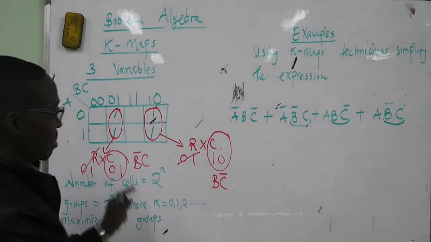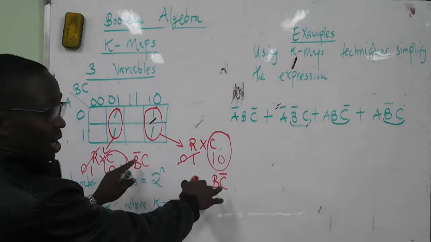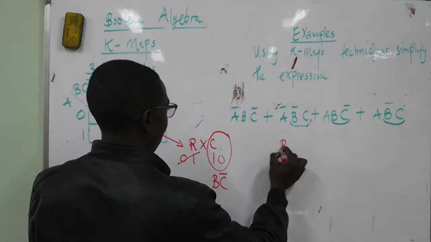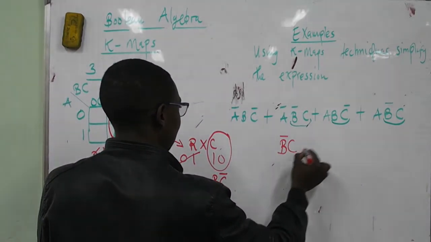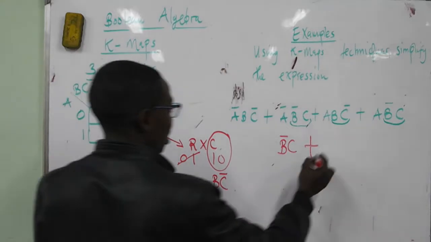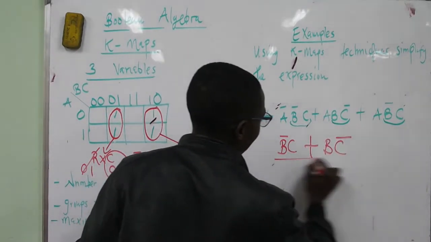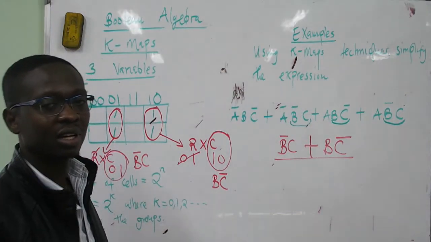Therefore, you simplify by adding the nomenclature of the groups. So this one simplified will give us B, which is barred, and the C, plus B, which is not barred, times C bar. And this would have been the simplification of that Boolean algebra.